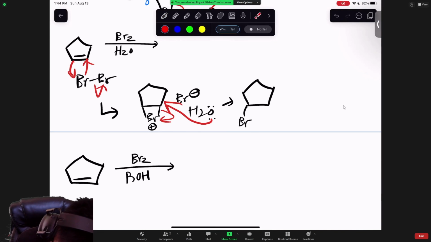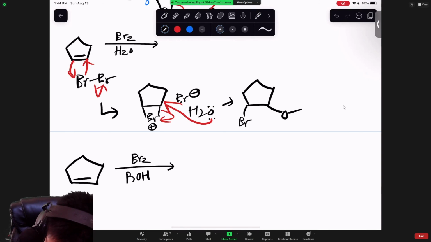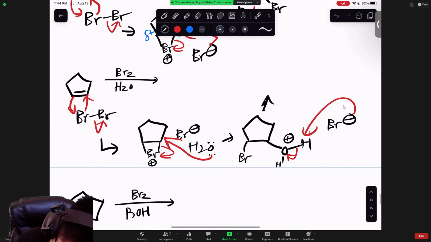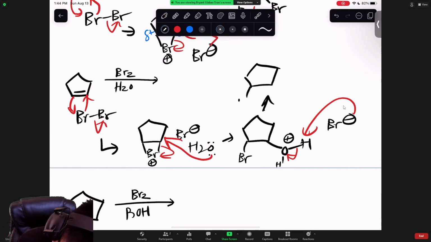So this oxygen here of the water molecule attacked that carbon, so that carbon and oxygen is now attached. Now the very last step is to deprotonate that positive charged oxygen to make it neutral, and that will give us our final products here.